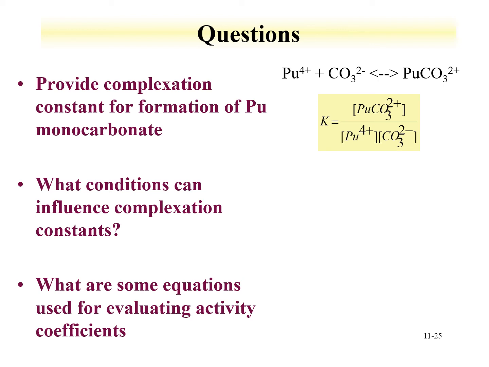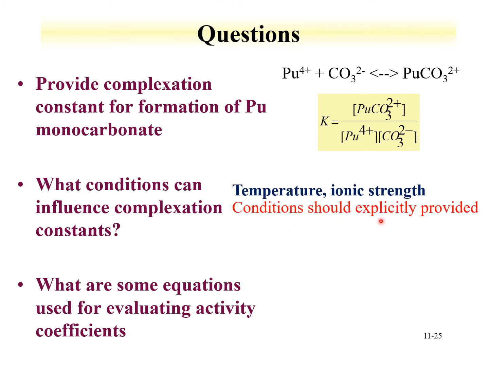In fact, you need to discuss what are some conditions that can influence complexation, for instance, temperature and ionic strength. And often these conditions should be explicitly provided. So for instance, you may perform the study here of plutonium carbonate. It may be performed in 1 molar ionic strength. So you would say that the complexation constant that you've measured is at 1 molar ionic strength. And you can even report the temperature as 25 degrees or room temperature.